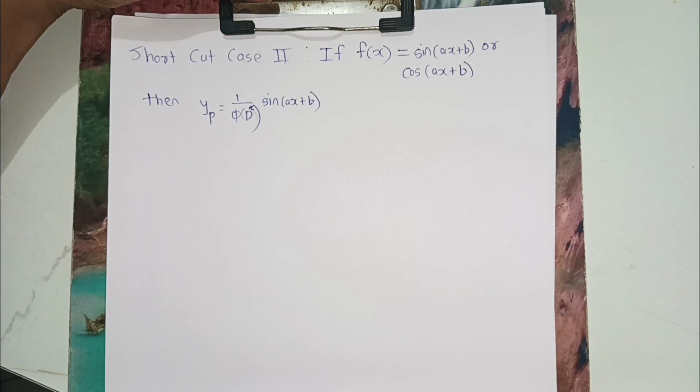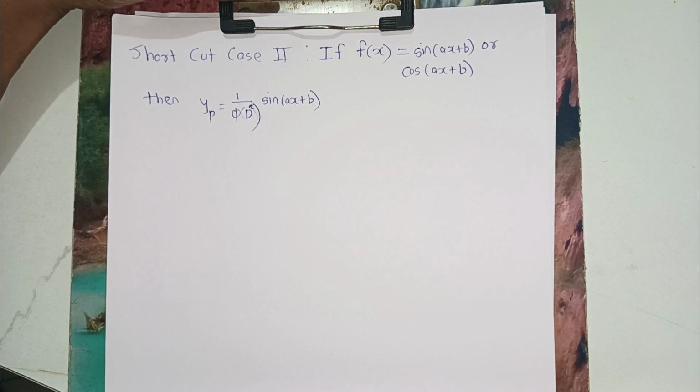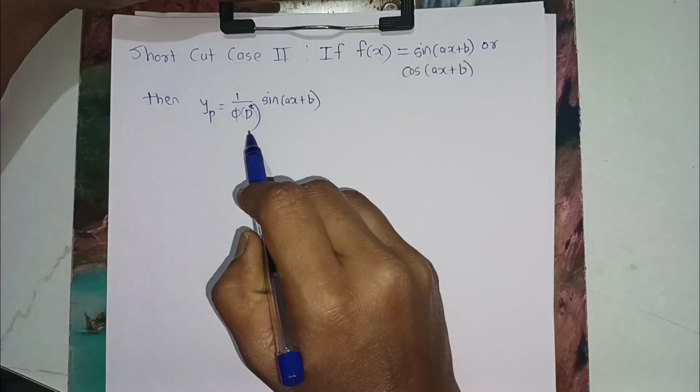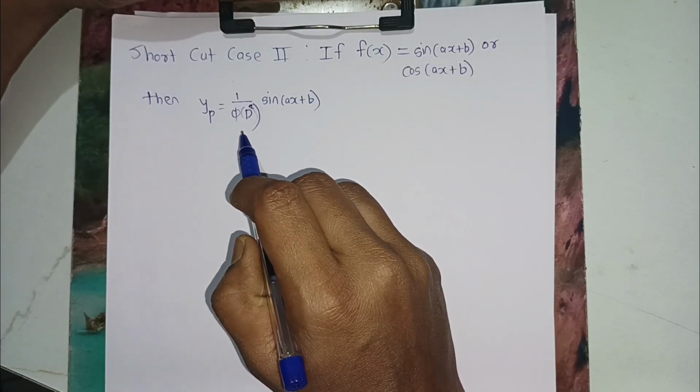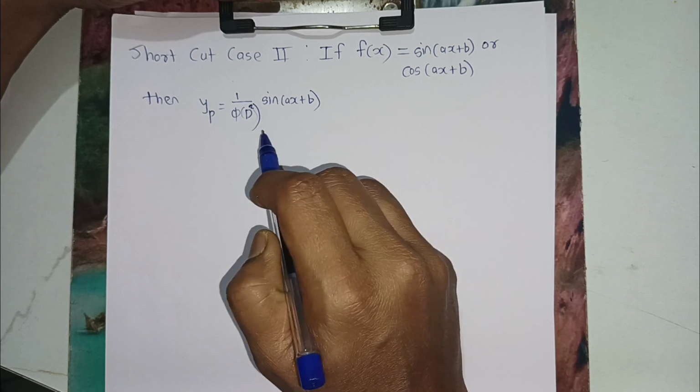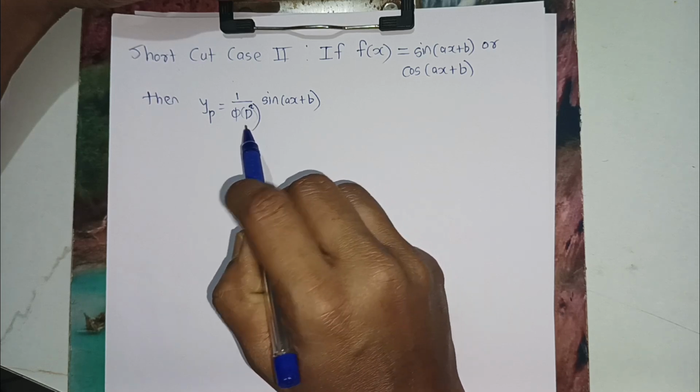Hello everyone. So today we are going to see shortcut case 2 to find yp, the particular integral. If the right hand side function of the differential equation is sin(ax+b) or cos(ax+b), then what is your yp? yp is equal to 1 upon phi of D square, sin(ax+b), where phi of D square is the auxiliary polynomial in the particular differential equation you have.